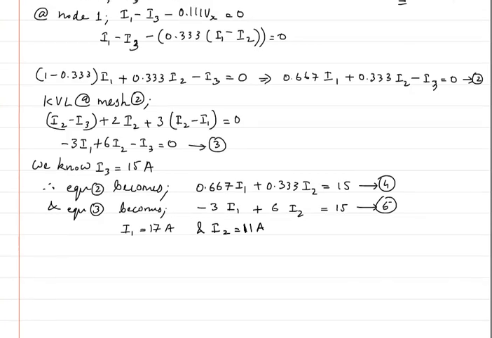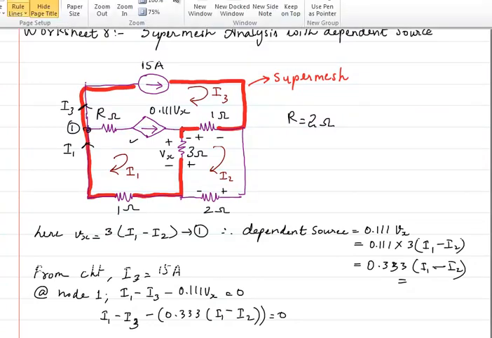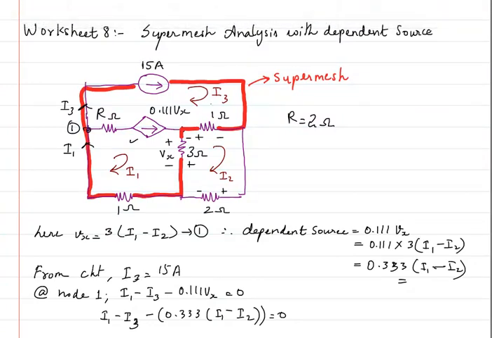So what is the challenge here? The challenge here has been that we drew a super mesh, but for the super mesh we could not write the equation because of this particular current source. But it does not matter, because we already know from this diagram itself that I3 is equal to 15. From the super mesh we generally require two equations. Now we require only one equation, which is the current at this particular node. Thank you.